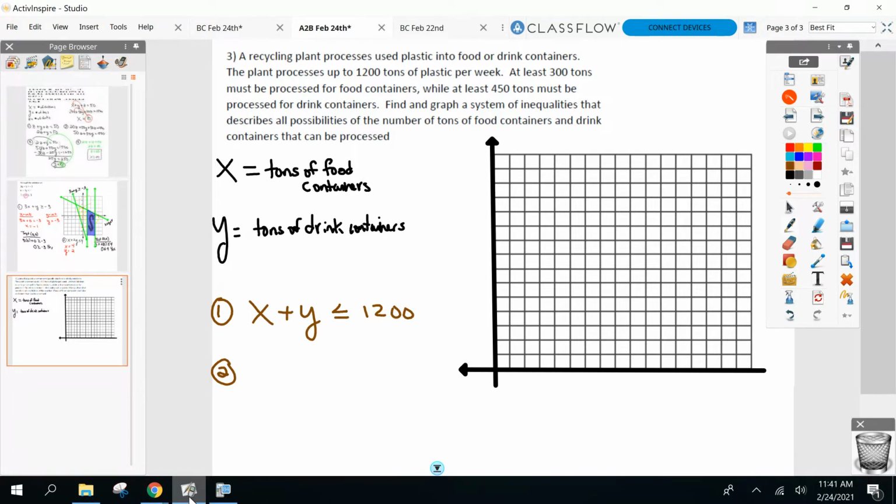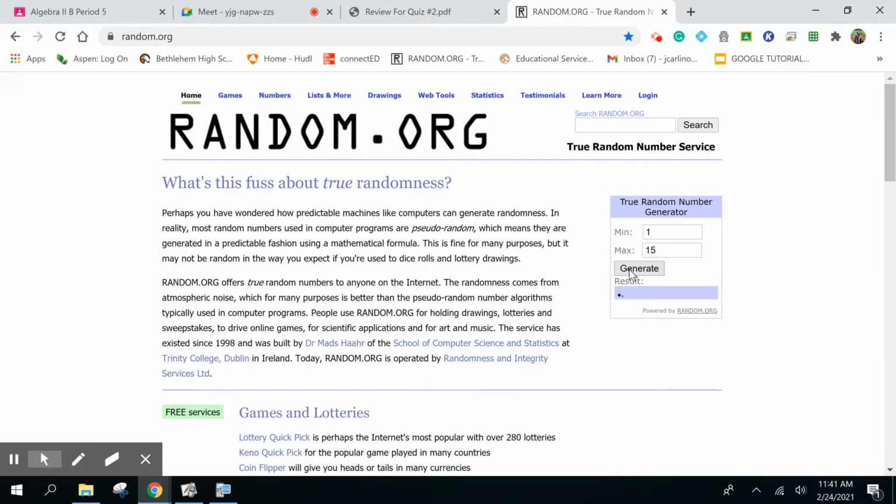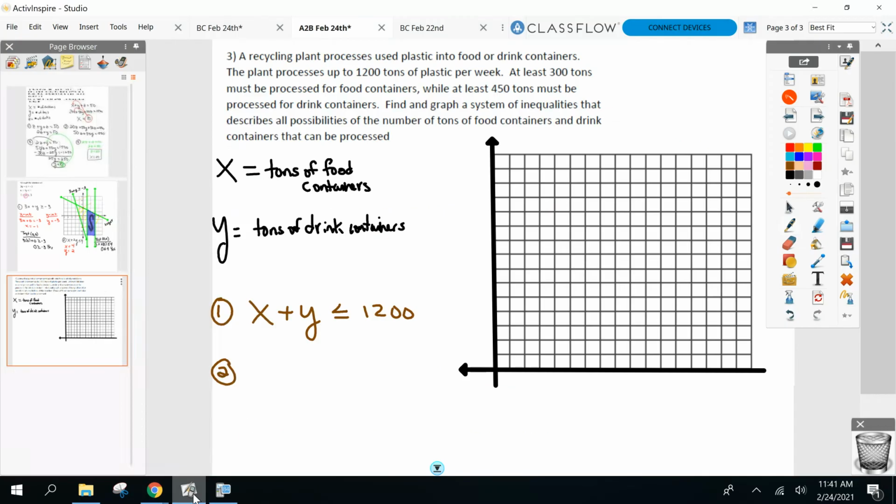All right, Anna, last question for you for today. At least 300 must be food. What variable did we call food, Anna? X. Okay, so how do I write at least 300 using X? So it'd be 300X plus. Oh, no 300X. No 300. X is already the tons of food. I just want to say that right there is at least 300. So it'd be greater than or equal to. That's right. X is greater than or equal to 300. That's it. I don't put the 300 with the X at all.